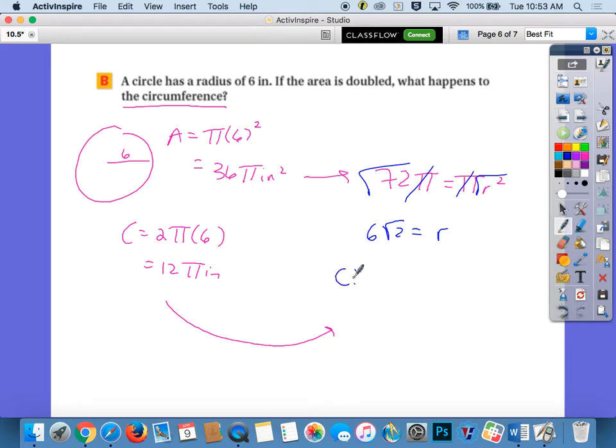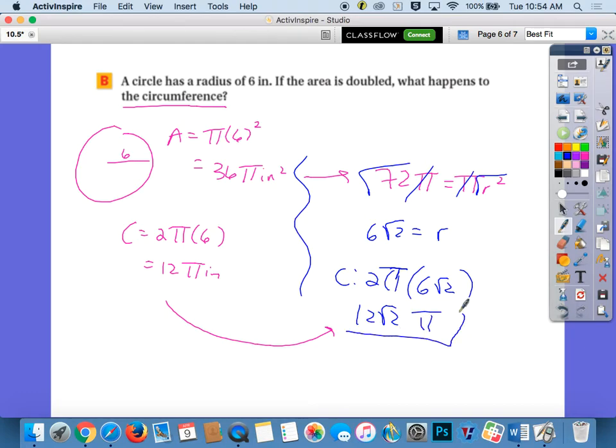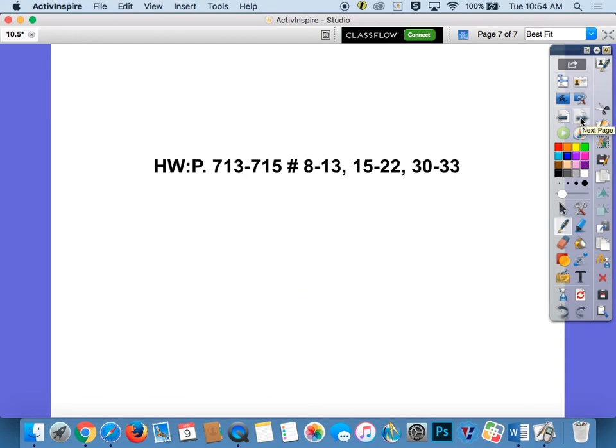So that means my circumference for my new circle is going to be 2 times pi times 6 root 2, which is going to be 12 root 2 pi. So this is the circumference for my new circle, and this is the circumference for my old one. What got multiplied? I multiplied by root 2. So you're just manipulating these different formulas in order to examine the relationship between them. We'll go over this again in class tomorrow, guys, just to make sure we're crystal clear on what's happening. And then this is the homework that we'll be working on in class.